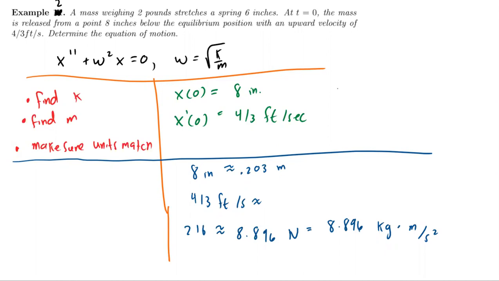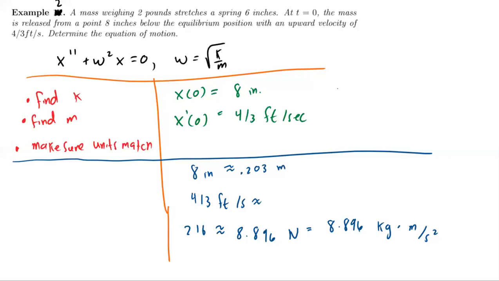A mass weighing 2 pounds stretches a spring 6 inches. At t equals 0, the mass is released from a point 8 inches below the equilibrium position with an upward velocity of 4/3 feet per second. Now, we want to determine the equation of motion, right? So this corresponds to undamped, so there's no damping, free vibration, simple harmonic motion.